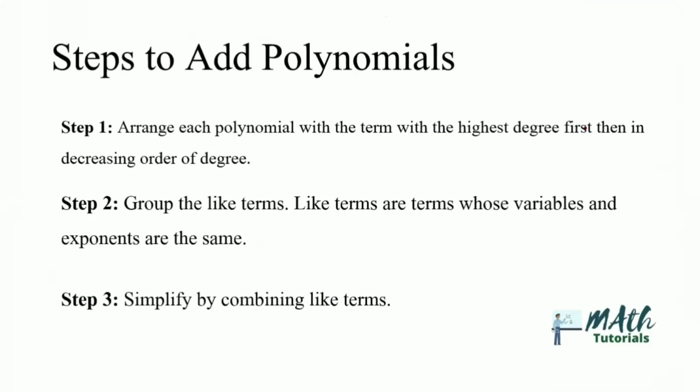Steps to add polynomials. Step number 1, arrange each polynomial with the term with the highest degree first, then in decreasing order of degree. Step number 2, group the like terms. Like terms are terms whose variables and exponents are the same. Step number 3, simplify by combining like terms.